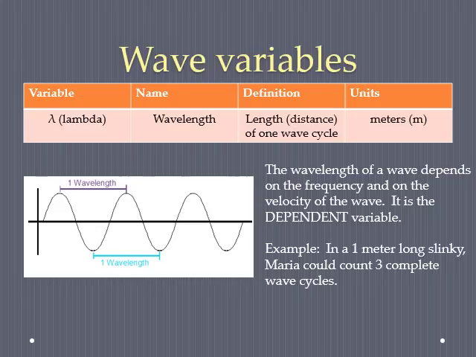However, you could be asked to find the wavelength based on a piece of information given to you in a problem. So for example, in a 1 meter long slinky, Maria could count 3 complete wave cycles. So maybe Maria is looking at the slinky shown to the left, which has 3 complete cycles in it, and she knows it's 1 meter long. Maria would be able to determine the wavelength, in this case 1/3 of a meter, because one cycle takes up 1/3 of that slinky.